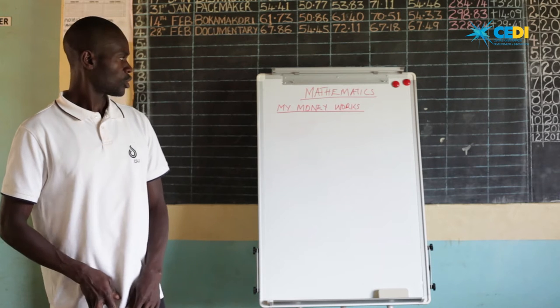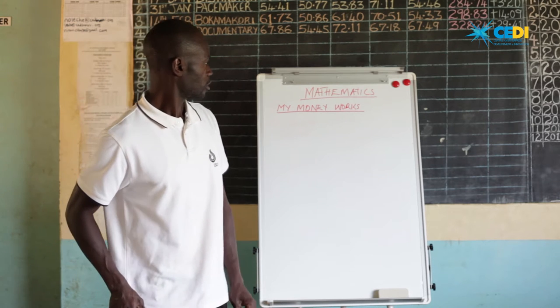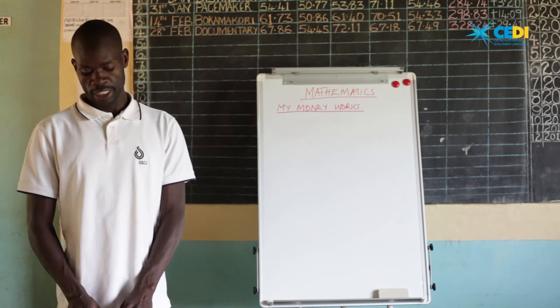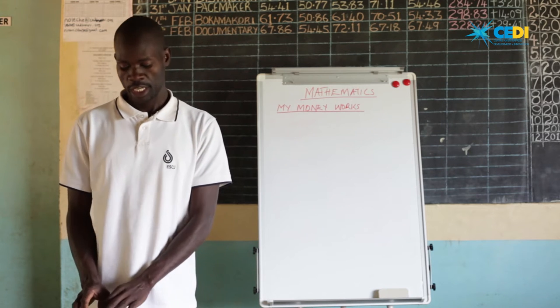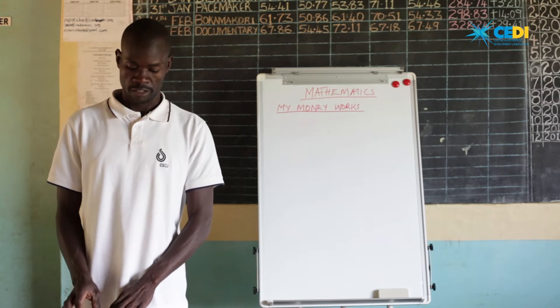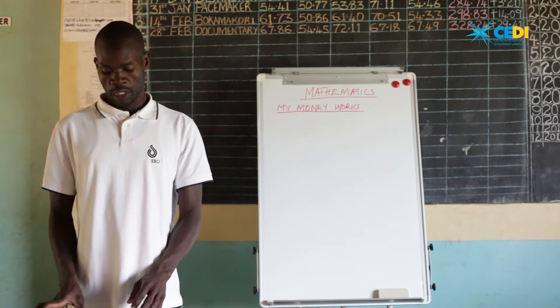Now, today we want to look at mathematics. It's time for mathematics. Therefore, we want to look at the topic that is multiplication and division. And it will involve money.